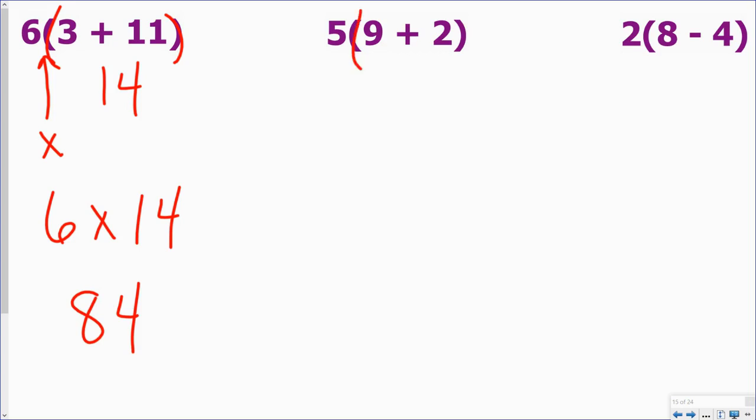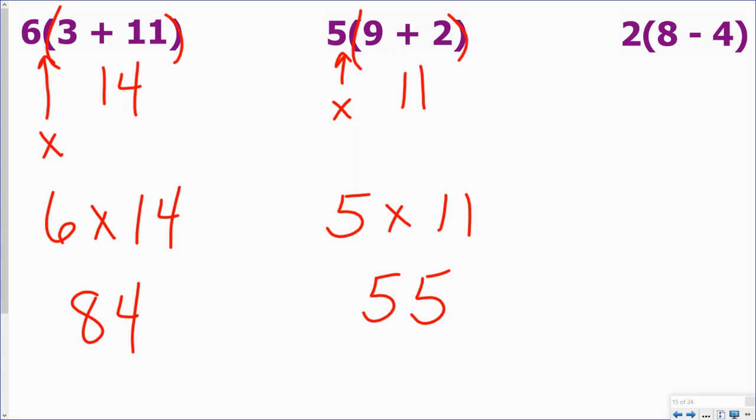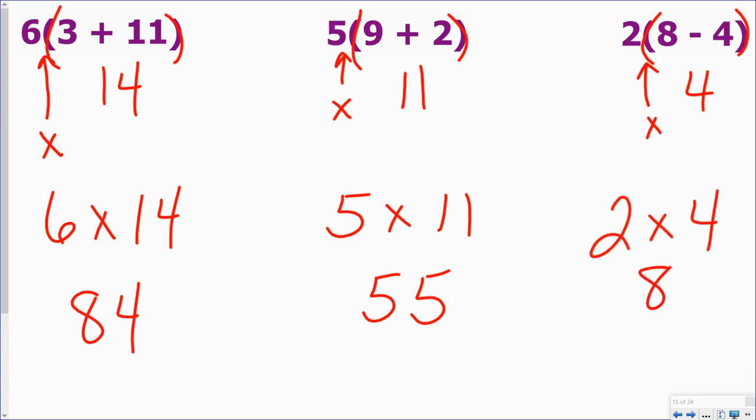So same thing here. Inside the parentheses, I have 9 plus 2, which gives me 11. And then again, no symbol here or no operation, so that again is multiplication. So this becomes 5 multiplied by 11, or 55. And again, inside the parentheses here, I have 8 minus 4, and so that gives me 4. Again, no operation symbol, so that's multiplication. So here I have 2 multiplied by 4, which gives me 8.